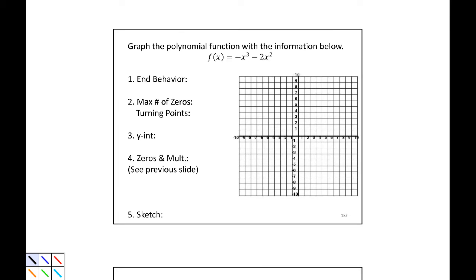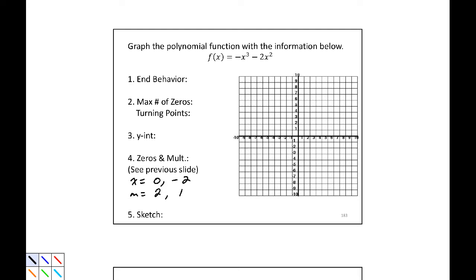f of x equals negative x cubed minus 2x squared. Now, the first thing I want to do is fill in spot number 4, the zeros and the multiplicity, because we actually found this in a previous video. That would be x equals 0 and negative 2, and those had multiplicities of 2 and 1 respectively. Now for our end behavior, it has an odd degree, and it has a leading coefficient that is negative.